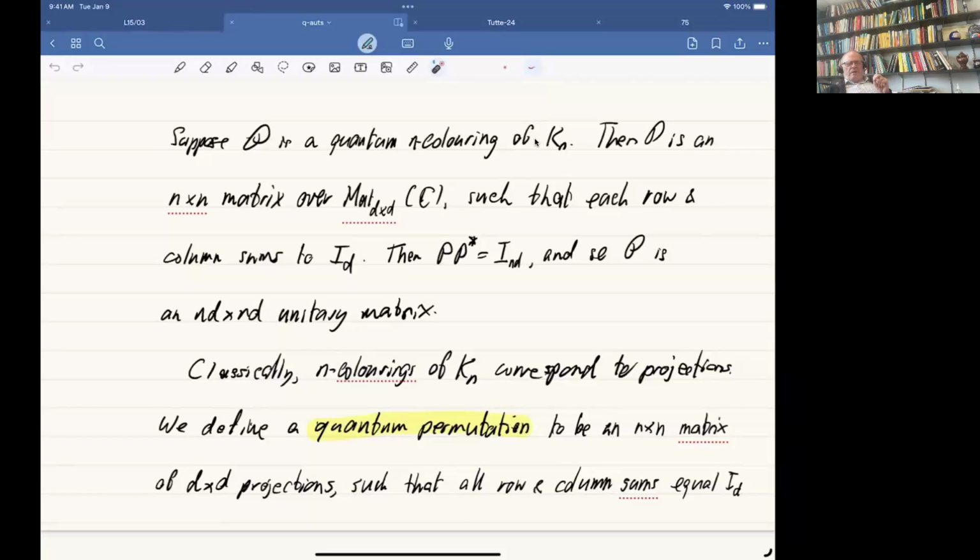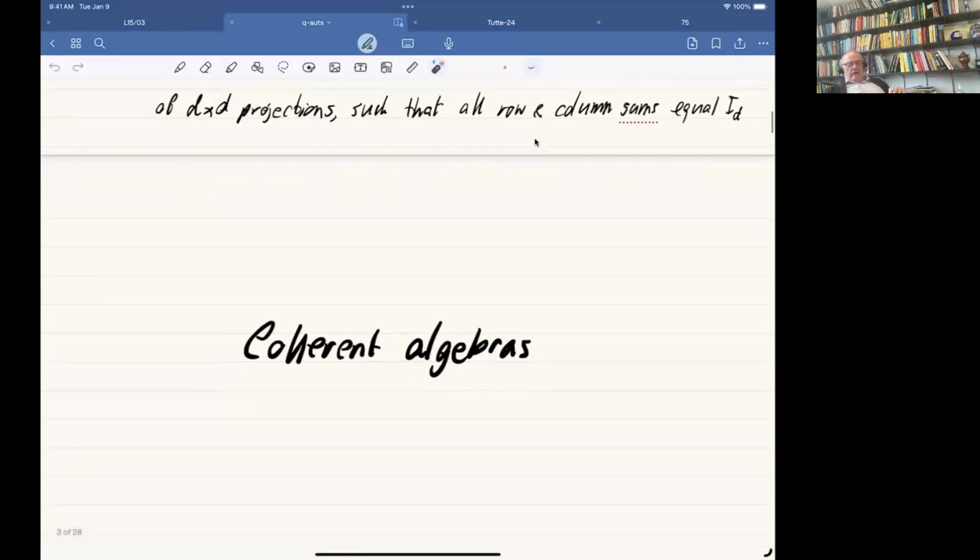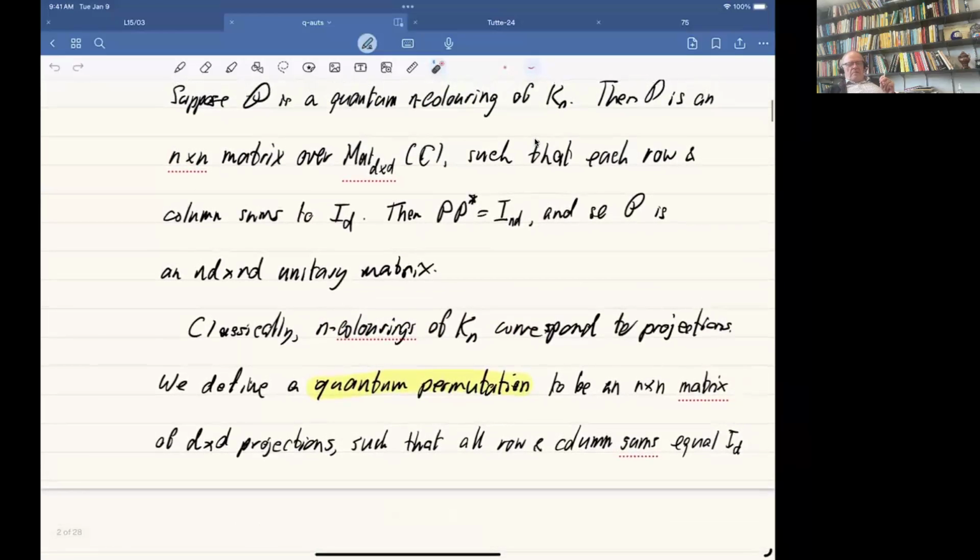Now, we can show that a quantum permutation is a quantum homomorphism, but we won't go there right now. So the point is, we're defining a quantum permutation to be these n by n matrices, and basically a quantum automorphism is going to be a quantum permutation which commutes with the adjacency matrix tensor ID. So we're going to have a definition of a quantum automorphism. And then we go on our merry way.